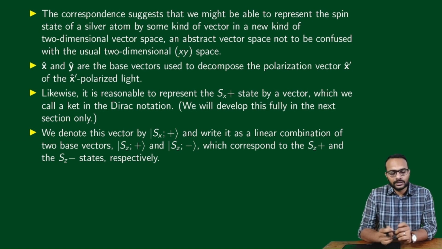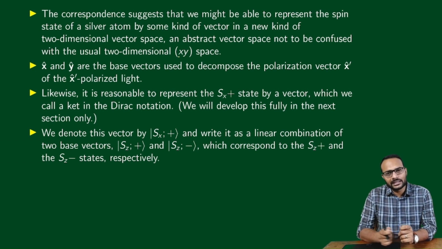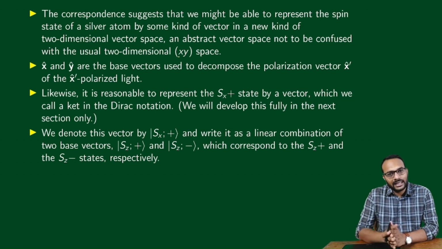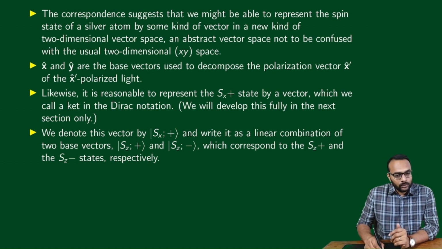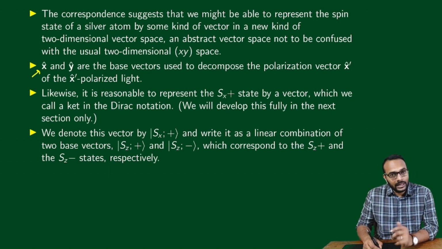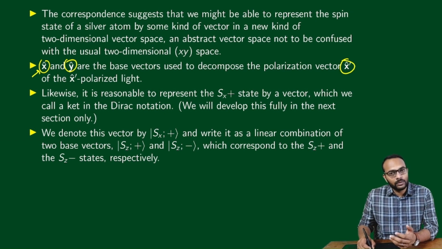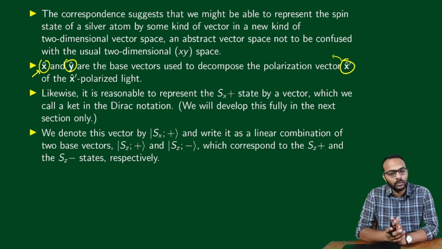These vectors represent spin states in the two-dimensional abstract space. So this is not the actual two-dimensional xy plane. Now when we discussed the case of polarization, we saw that x hat and y hat are the base vectors used to decompose the polarization vector x prime of the x prime polarized light. This is exactly what we did. We decomposed x prime in terms of the base vectors x hat and y hat.